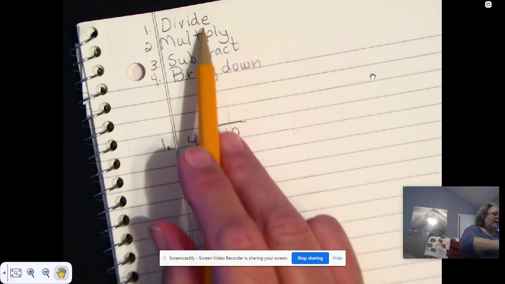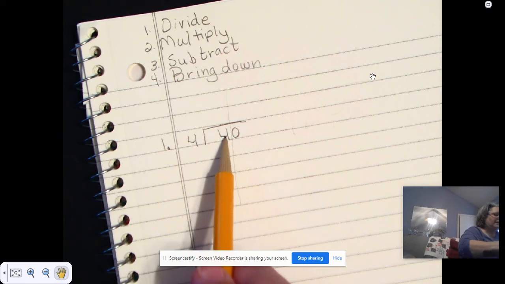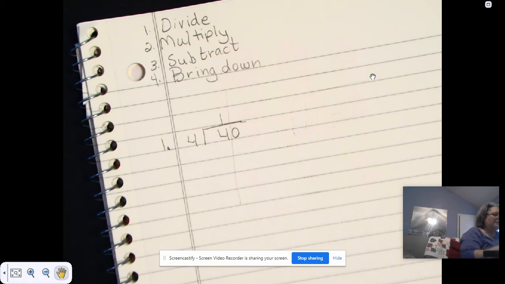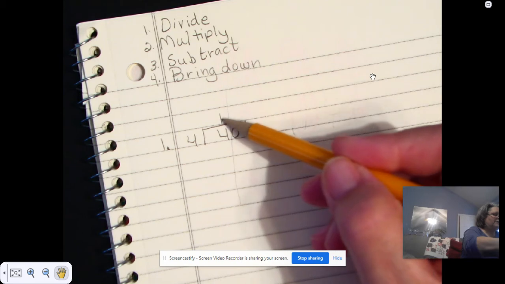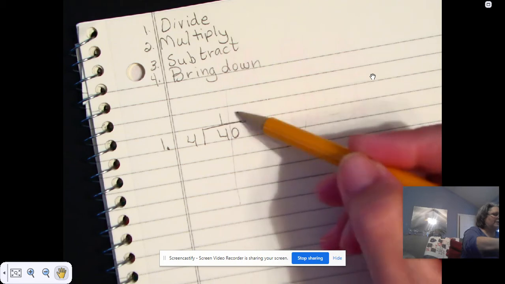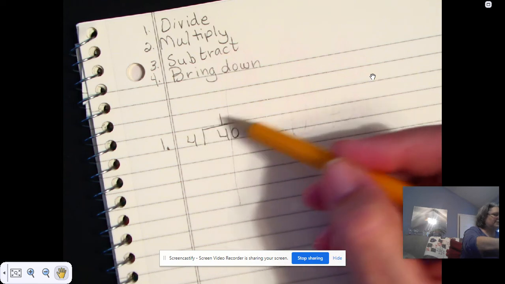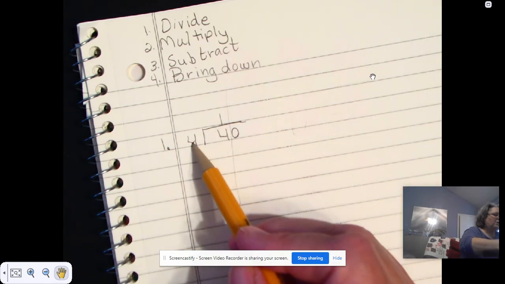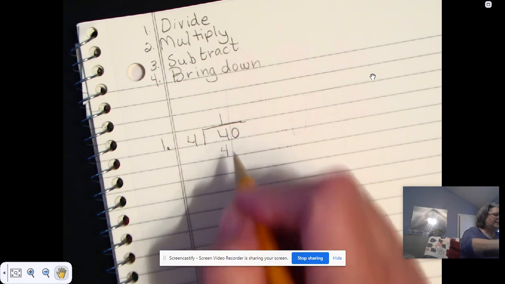All right, so we start with divide. We're going to start out here. This is our divisor. How many groups of 4 go into 4? I hope you said 1. And we're going to write our 1 up top like we've talked about in class. And then we multiply. We're always going to multiply a number up here by this divisor, always. That's never going to change. So 1 times 4 is 4, and we're going to write that right here.